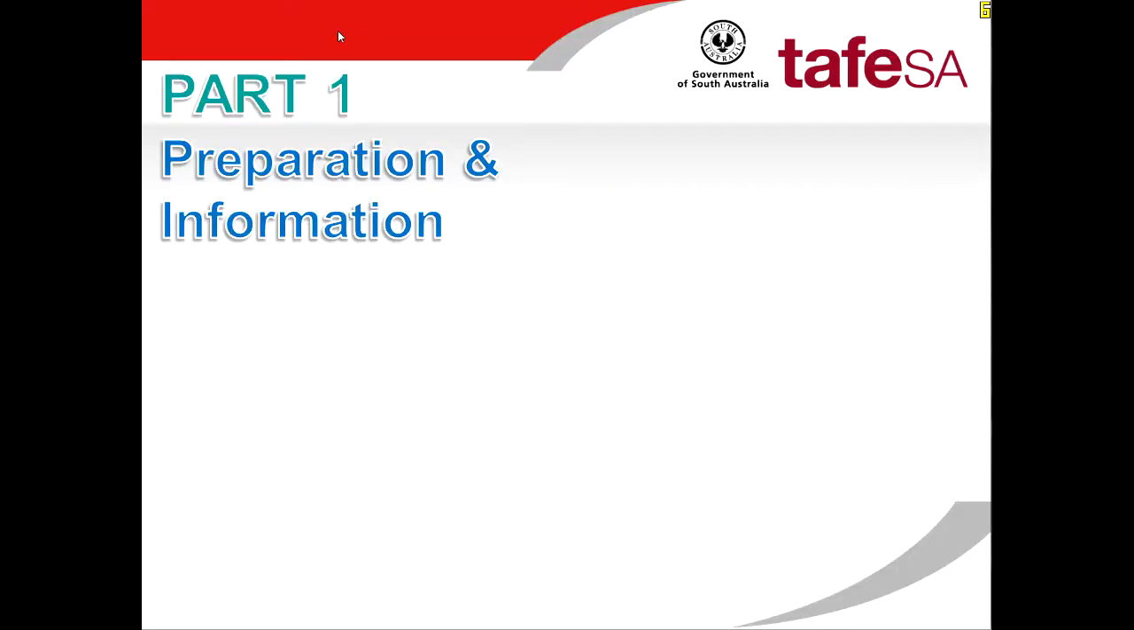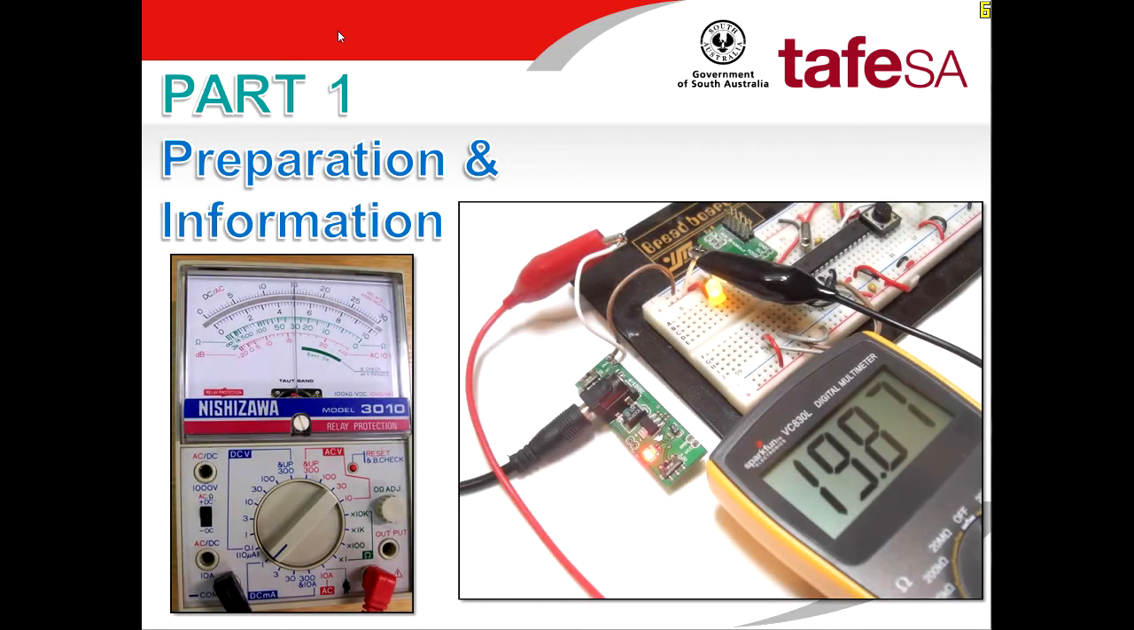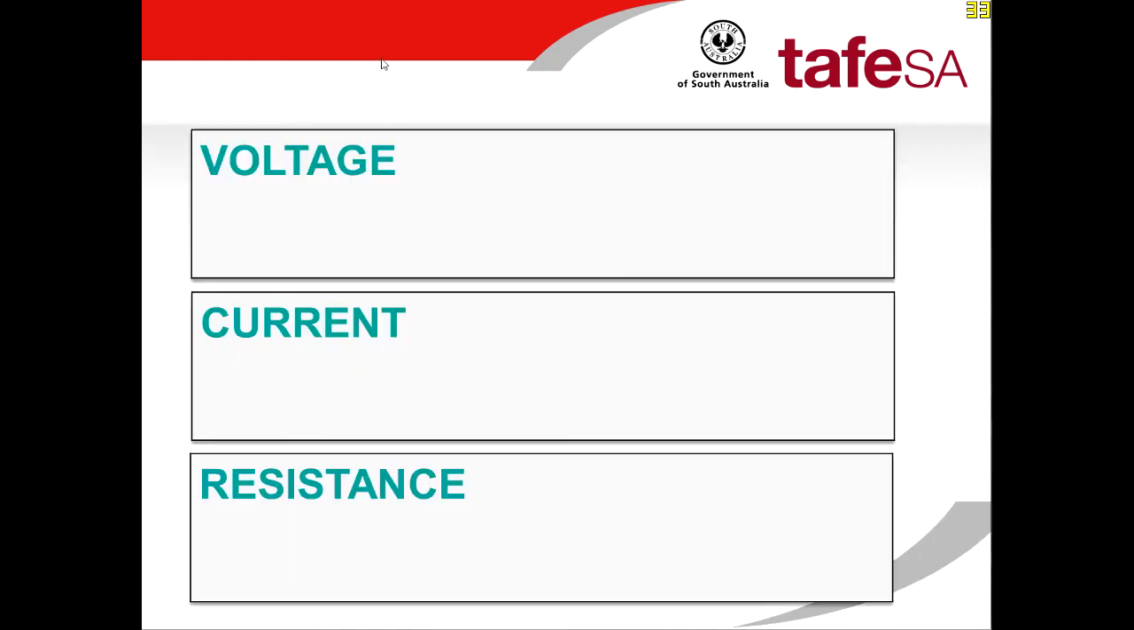Hello, and welcome to this video on the basics of electrotechnology. Here we'll be explaining what voltage, current and resistance is, where to place a multimeter in a circuit to take a reading, how to use and read digital and analog multimeters, and how to take a reading.